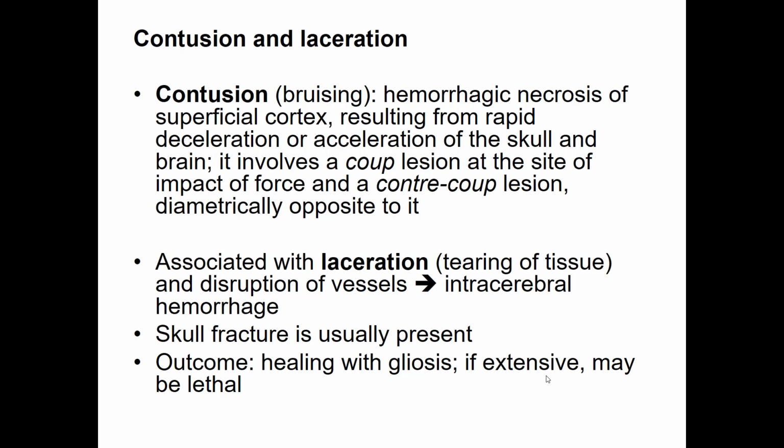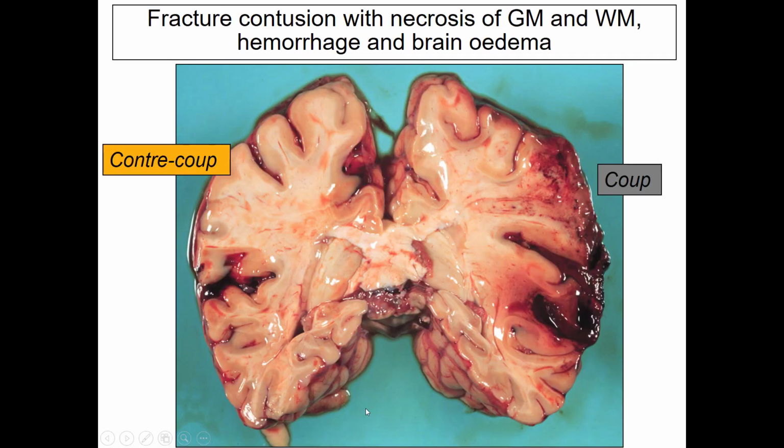If the skull fracture is affecting the base of the skull, then leakage of the CSF fluid may happen, and through the nose, some CSF may be released. And if the skull fracture is also affecting blood vessels, then epidural hemorrhage may occur, as we are going to discuss a bit later. So the outcome may be healing with gliosis. If extensive, it may be lethal, and as with nearly any type of traumatic brain injury, as a long-term consequence, it may be associated with epilepsy. And often quite severe epilepsy.